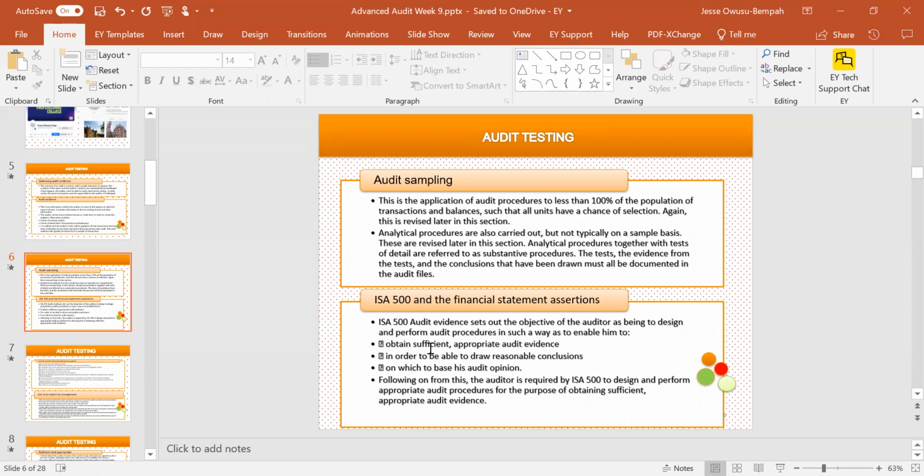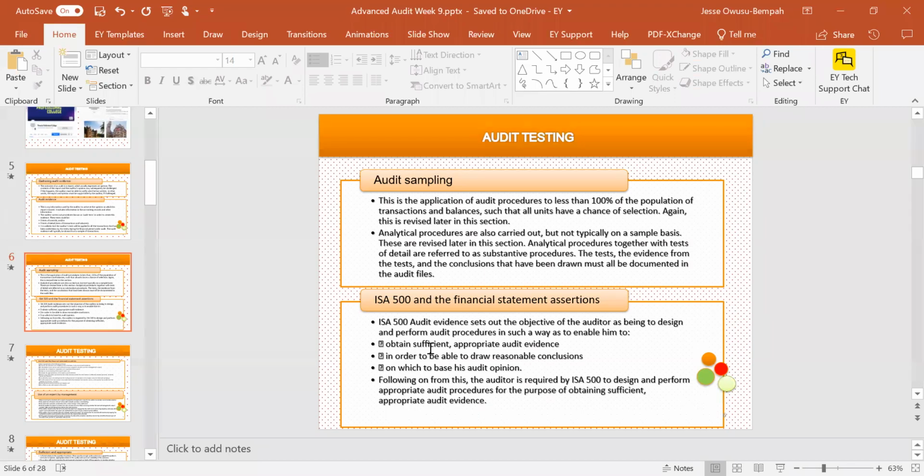That's why sometimes when people go to court, the evidence that they get, they say it's inconclusive, it's insufficient. So evidence has to be both sufficient and appropriate. Very, very important. And like we said, this design and performance of audit procedures is for a goal, right? For the auditor to be able to form an opinion and to draw reasonable conclusions, which we've talked about extensively here.